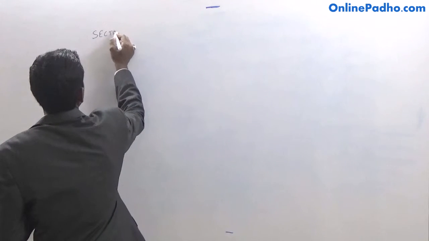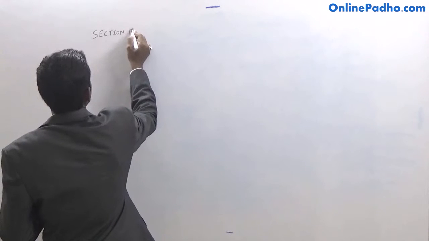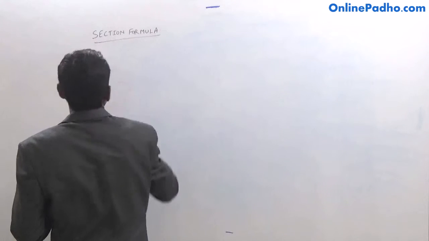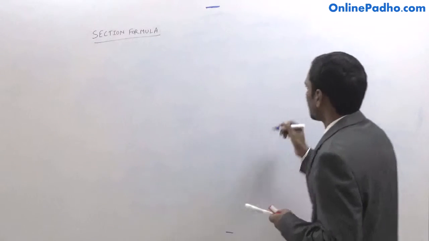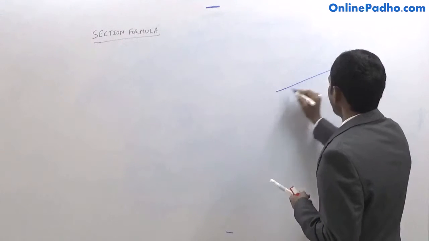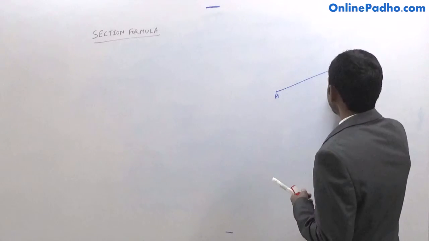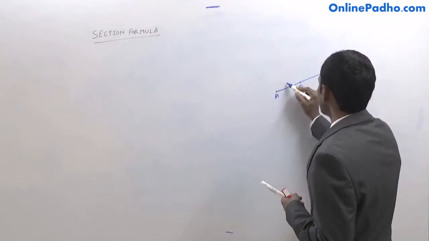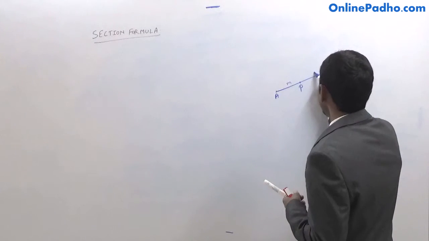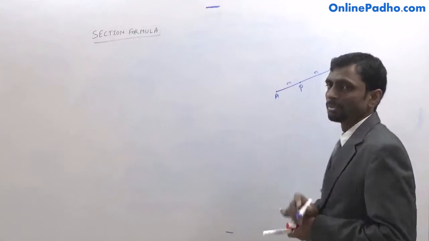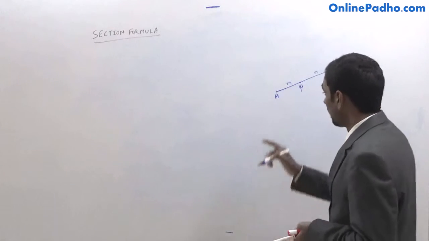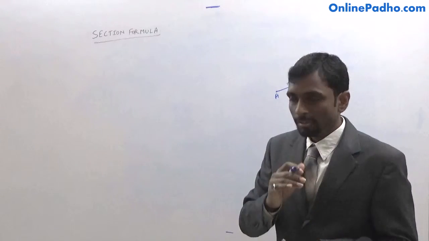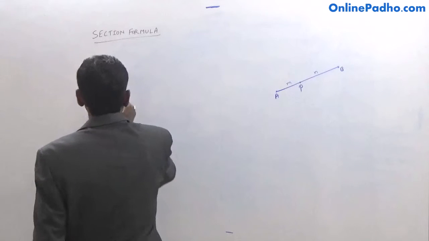First of all, we need to discuss what we mean by the section formula. There are some different parts of this. First of all, if we draw a line segment AB, and P is any point on this line segment which divides this line segment into some ratio, then finding the point P is called the section formula, right? So let me derive the formula for this.